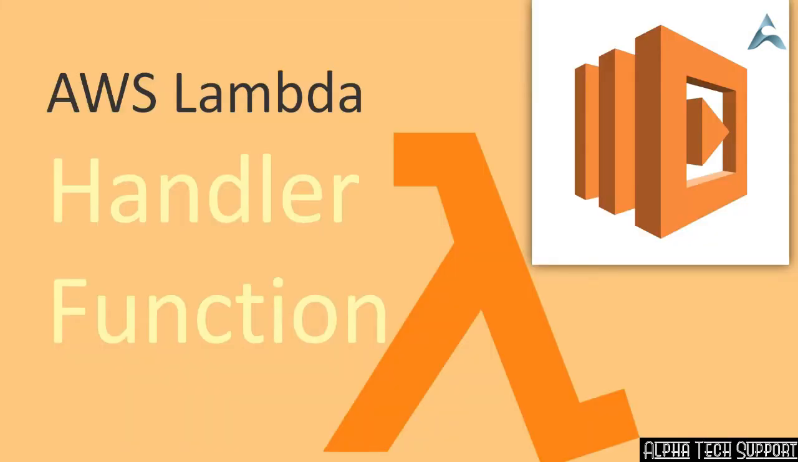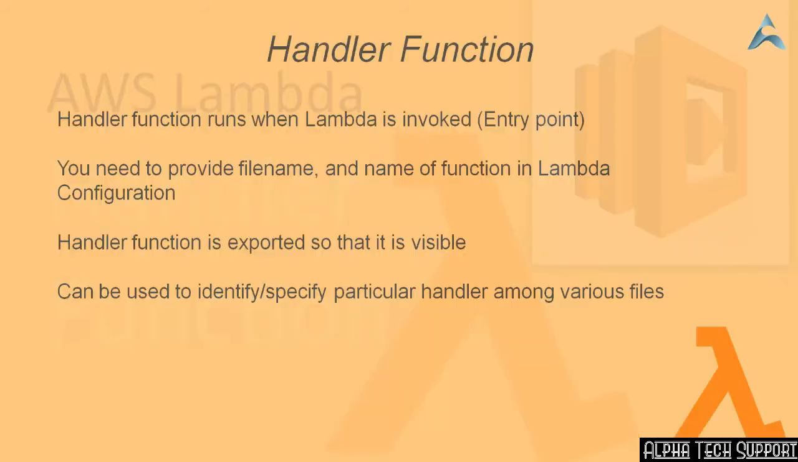Now we are going to learn the handler function for AWS Lambda. So what is a handler function? For an AWS Lambda function, the handler function is the entry point. It is called when a Lambda function is invoked. It is the first function to be run.